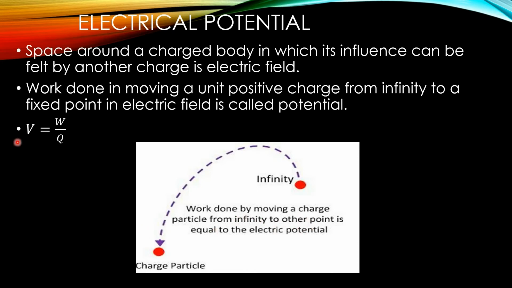If V is potential, W is the amount of work, and Q is charge, then V equals W upon Q. The amount of work done to bring a unit charge from infinity to a fixed point is called electric potential.